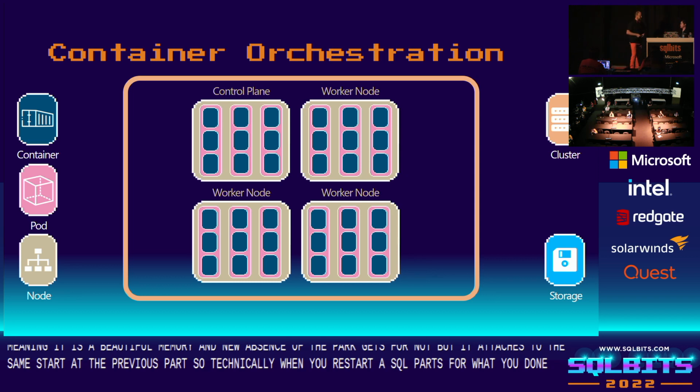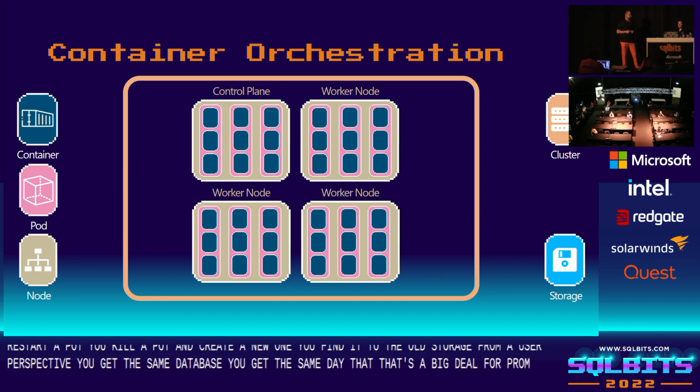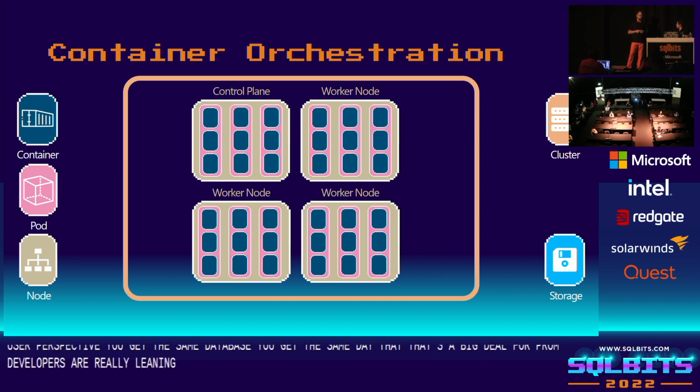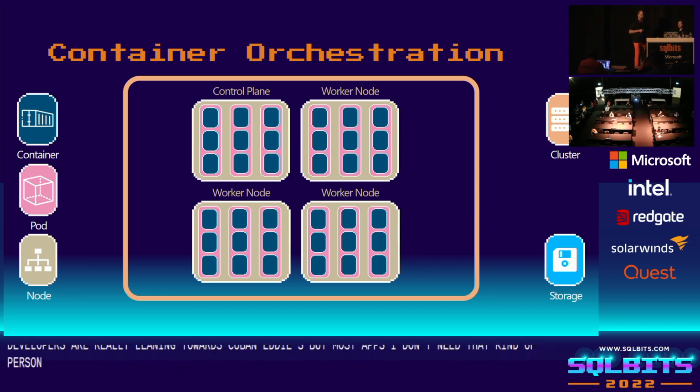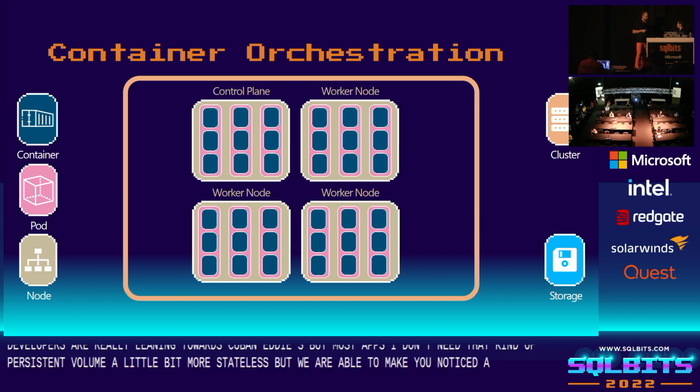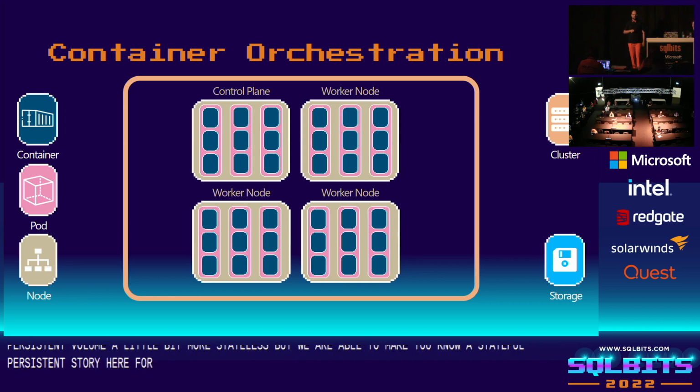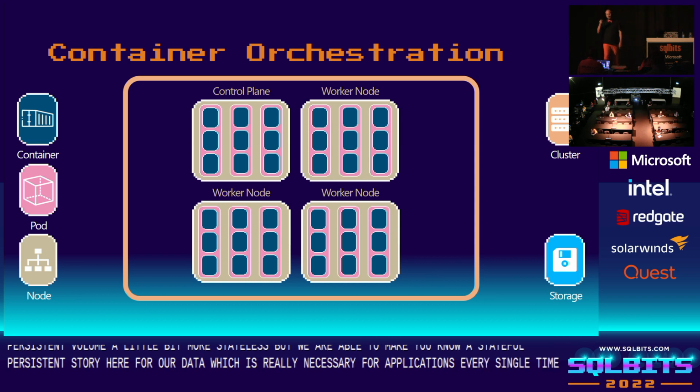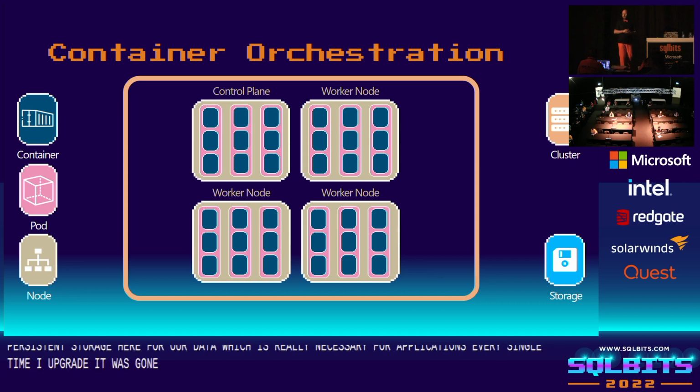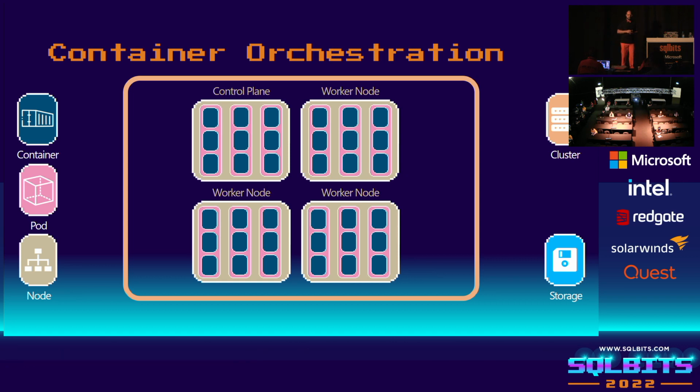And that's a big deal. App developers are really leaning towards Kubernetes, but most apps don't need that kind of persisted volume. They're a little bit more stateless, but we are able to make stateful, persisted storage here for our data, which is really necessary for applications. It would be a very sad story if every single time a pod needs to restart or a new pod needs to be created, it might be due to an upgrade or an outage of a node, if all your data was gone. Anthony and I are actually doing a panel on Kubernetes today at 5:10 in room 6.